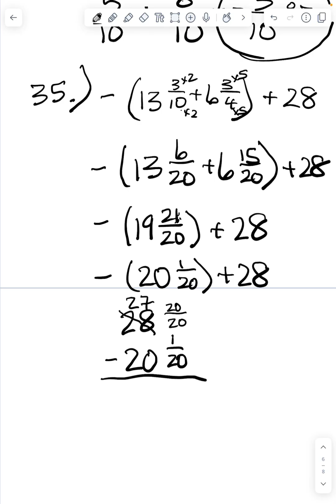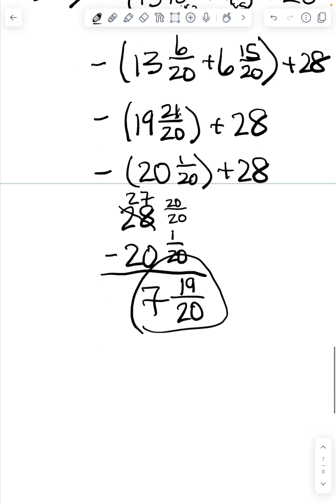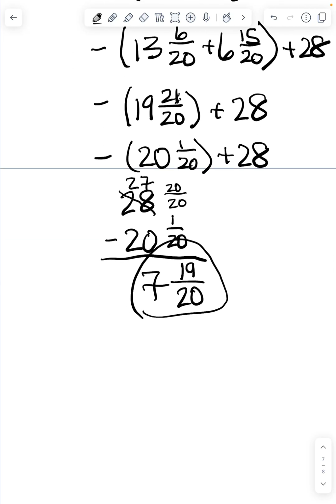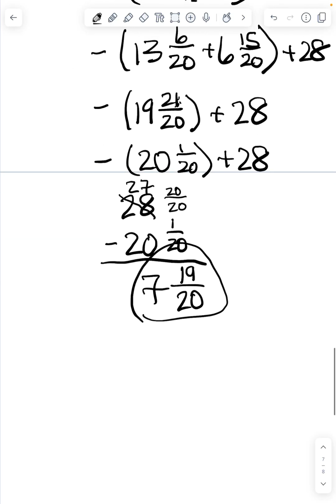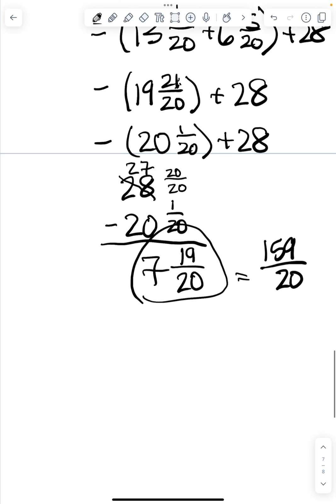So I can do 20 minus 1 is 19/20. And 27 minus 20 is 7. So 7 and 19/20. If you did it a different way and you left it as an improper fraction, it's the same as 159 over 20.